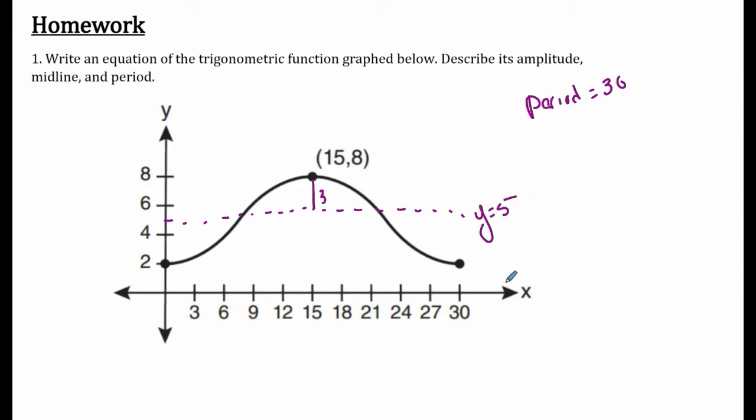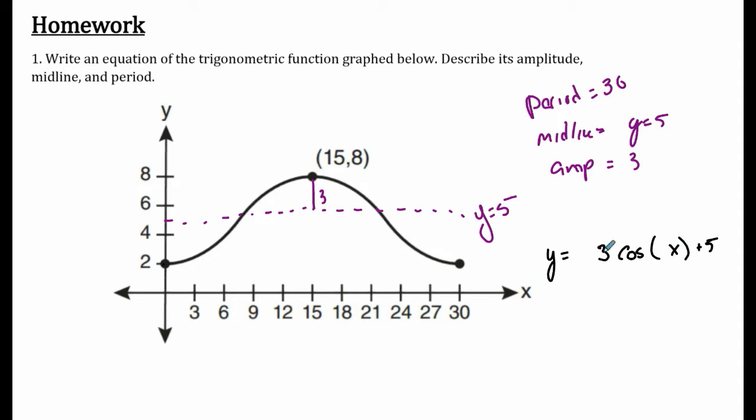So, using all this information here, I can now write an equation. The midline is y equals 5, and the amplitude, how far up and down do I have to go? I have to go up 3 and down 3. So, is this a sine or cosine curve? If I go to the y-axis here, I'm starting down low. So that tells me it's definitely a cosine curve. Y equals the cosine of something x plus 5. That's where we're at right now.